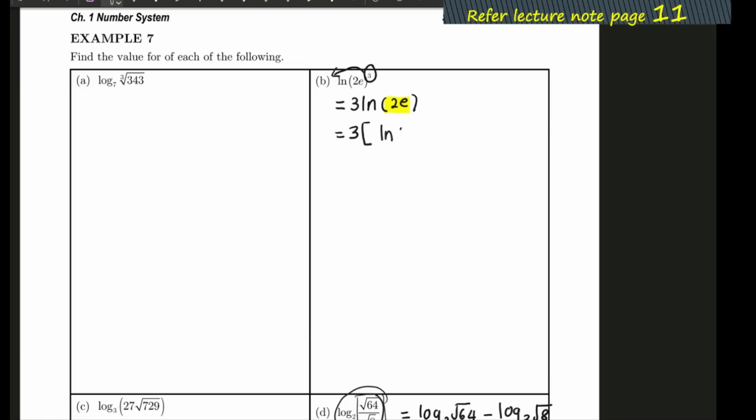So here it will become 3 (ln 2 plus ln e). Why do I put bracket here? Because I don't want you to get confused. 3 is still there in the front, but now we are changing the whole thing here to this. And now it will become 3 ln 2 plus, what happened to ln e? Ln e, meaning the base is equal to e, so it will become 1. Then the final answer is 3 ln 2 plus 3.